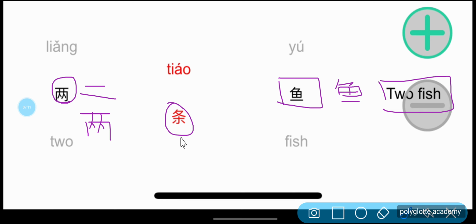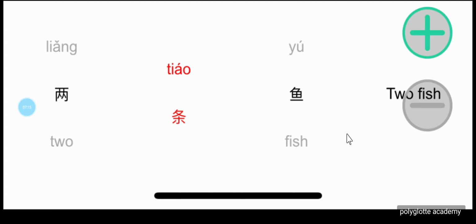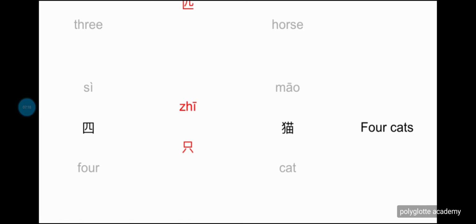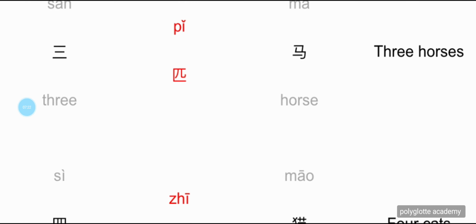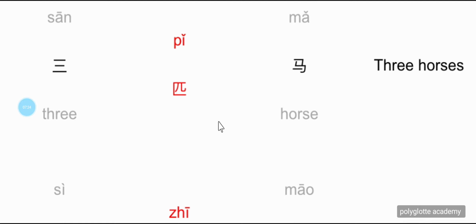鱼, 两条鱼, two fish. 好，继续. So let's move on to the next screen, which will continue with a measure word for animals.